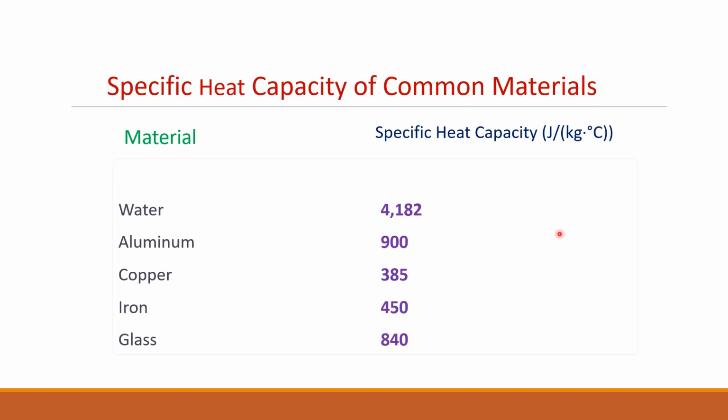Then here I have given some examples of the specific heat capacity values of some materials. Water, 4182 joule per kilogram per degree Celsius. Aluminium 900 joule per kilogram per Kelvin. Copper 385, iron 450, glass 840.